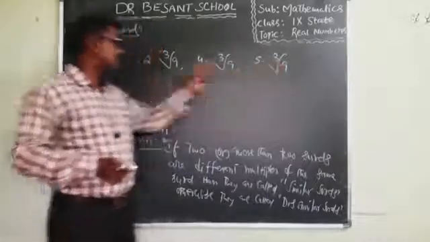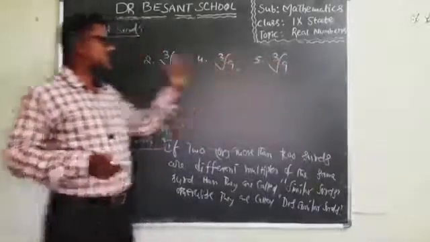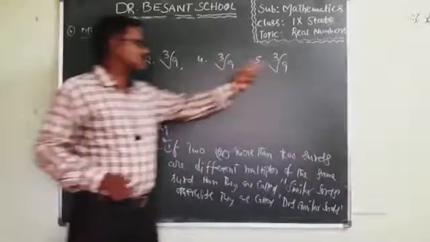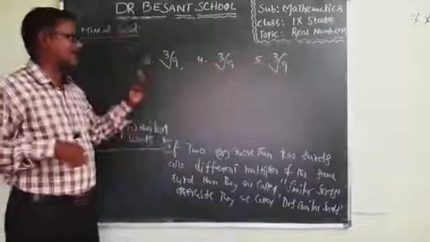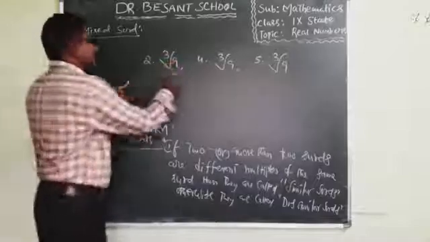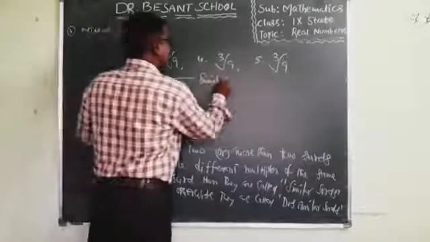These are surds with different multiples, 2, 4, 5, of the same surd, cube root 9. So they are said to be similar surds.